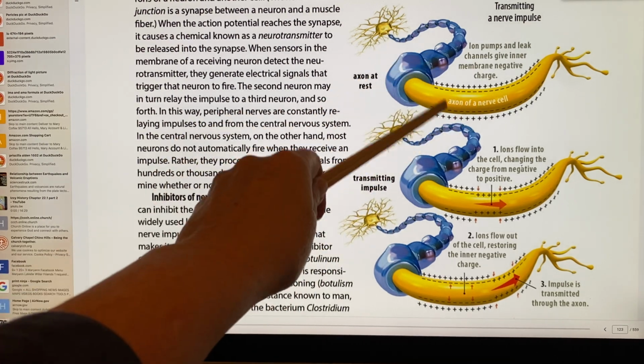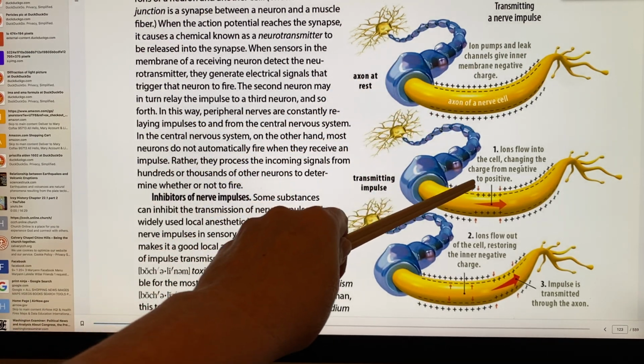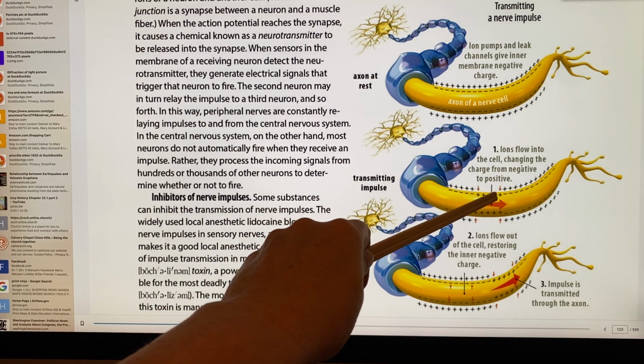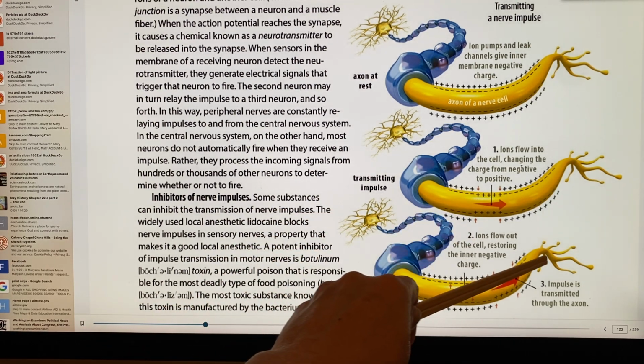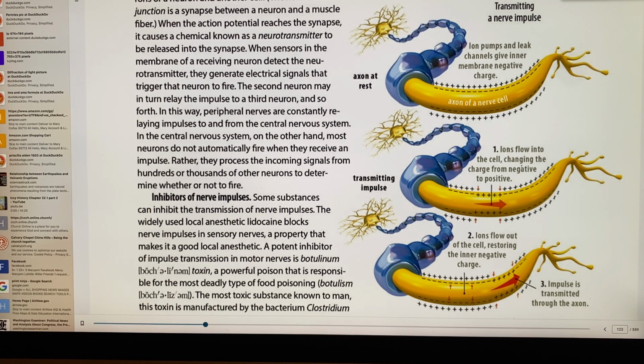The ion pumps put it back to rest. Now you have the positive and the negative charge, and the positive charge goes in and transmits up, going to the next neuron. Isn't that cool? And it has to do with potassium and sodium.